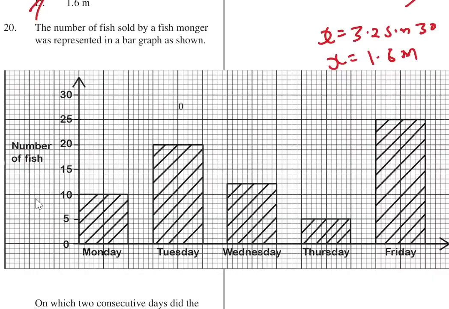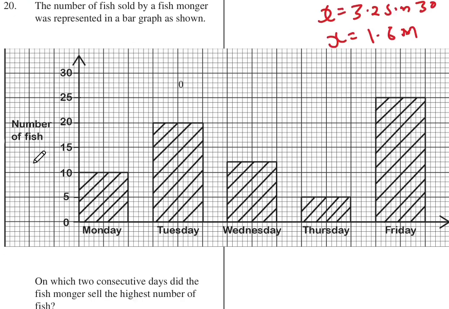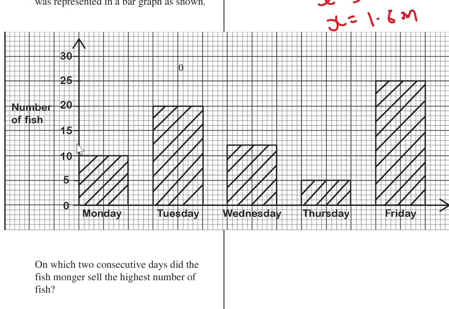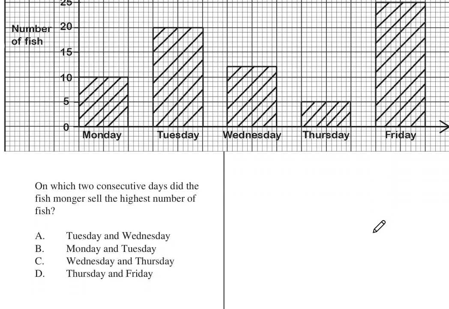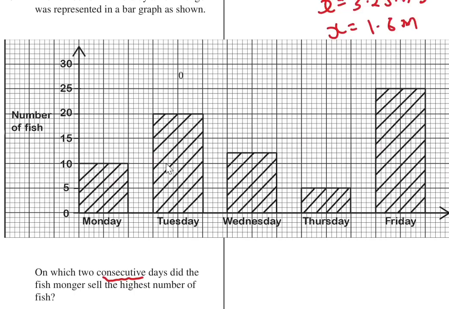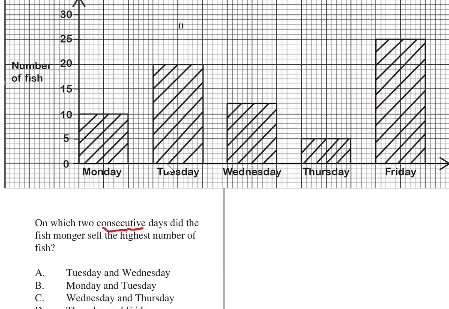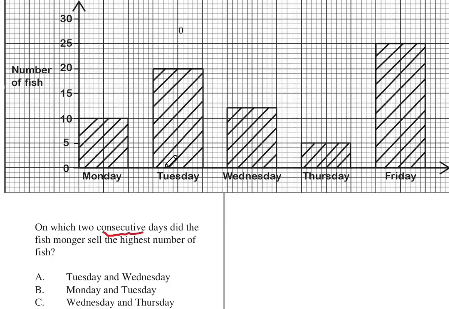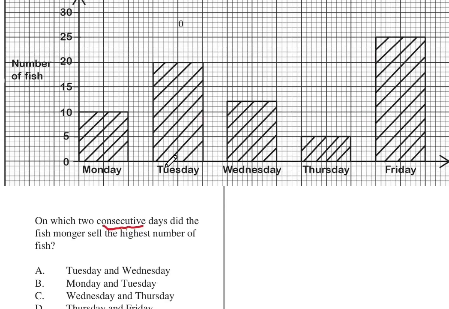The number of fish sold by a fishmonger was represented in a bar graph as shown. So here we have a bar graph. You can see Monday, number of fish, I'll use a 10. Tuesday, I'll use a 20. Wednesday, and so on. Now you go to the question. On which 2 consecutive days did the fishmonger sell the highest number of fish? So remember, consecutive inamaanisha siku zimefuatana. We'll use a highest number. So gani na gani aliuza highest number? So hebu angalia hapo. Aliuza highest number. So ukiangalia Monday aliuza 10.